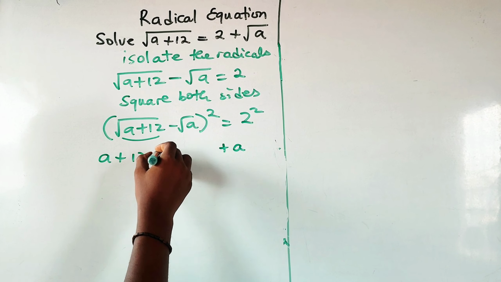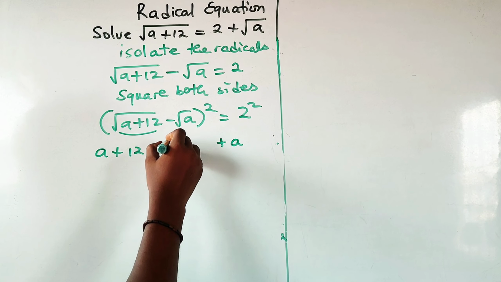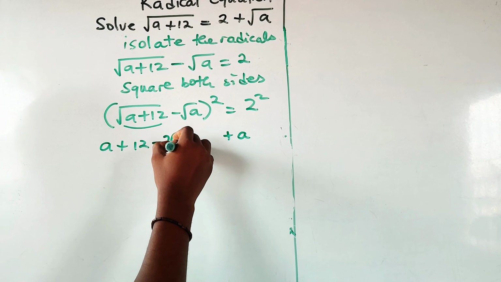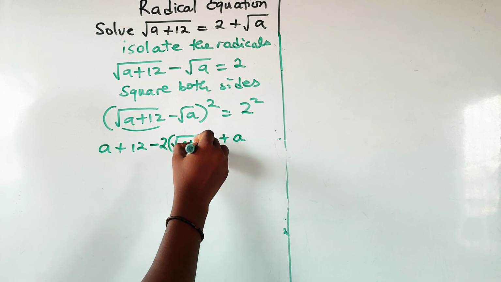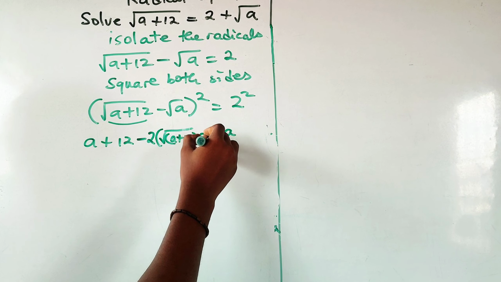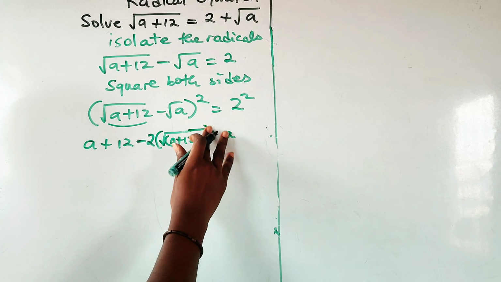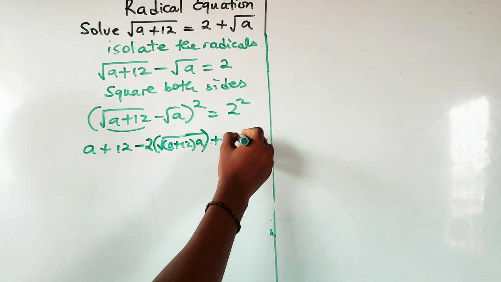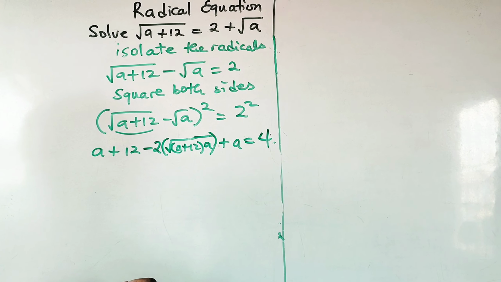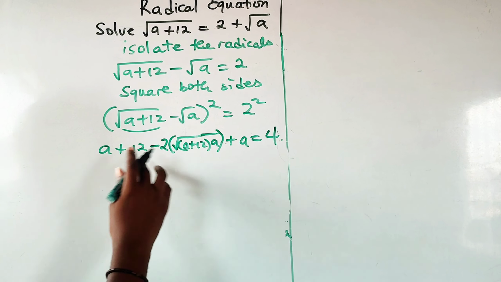In the middle, I'm going to write minus, then 2. Then in the bracket, I'll write all of this: a plus 12 times a. Equals 2 squared, which is 4. Okay, so next thing I'm going to collect like terms.